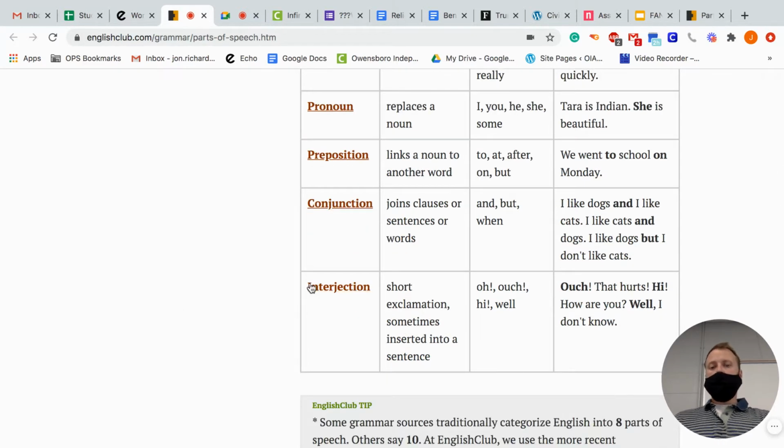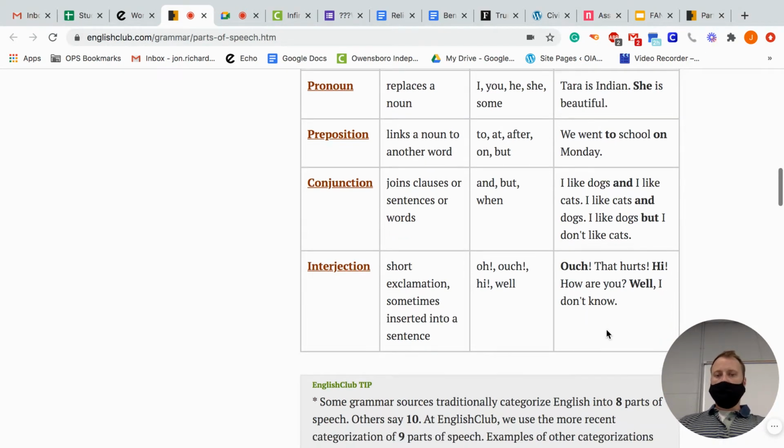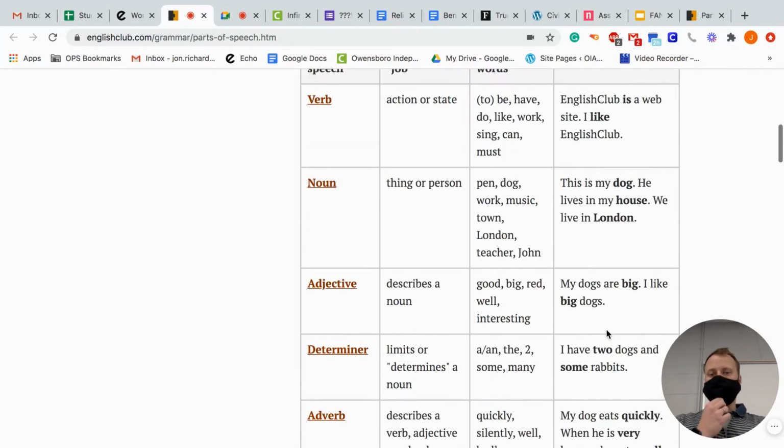Then the last one is an interjection, which is a short exclamation, sometimes inserted into a word or sentence. Ouch. Hi. So like, ouch, that hurts. Hi, how are you? Well, I don't know. So this is a good reference for y'all to come back to.